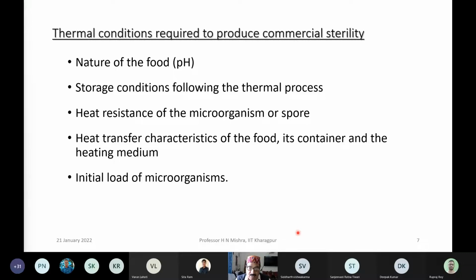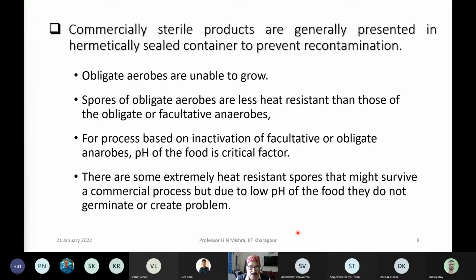That is why, at the production point, it is said that clean and hygienic conditions should be maintained, so that the initial contamination level is minimum. The lower the initial contamination, the lower the energy required to produce the desired commercial sterility. Higher the initial load, higher the energy required to produce commercial sterility. The nature of the food, its pH, will decide which types of microorganisms will grow and which will not.